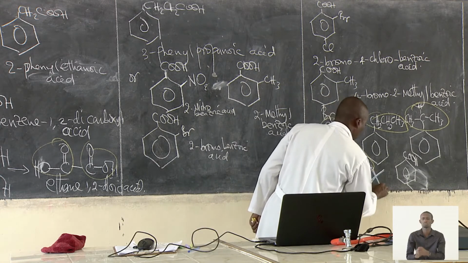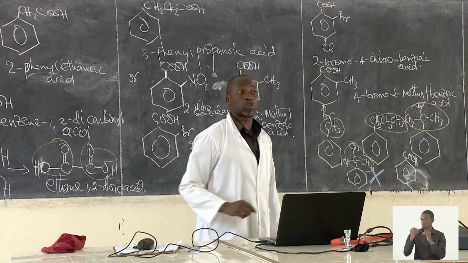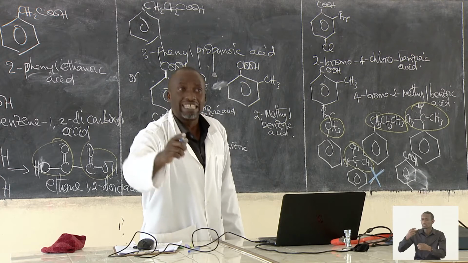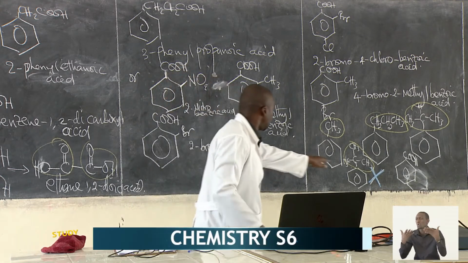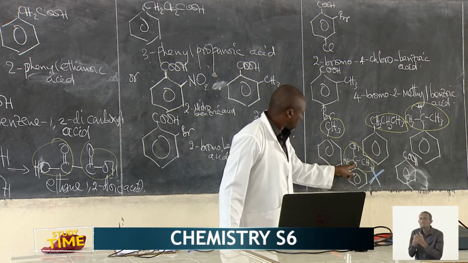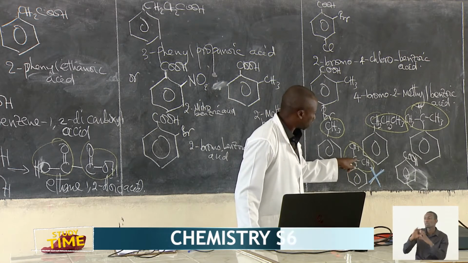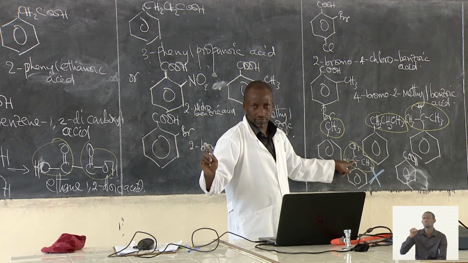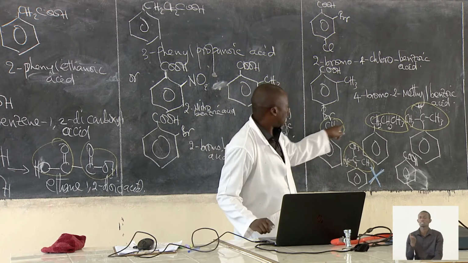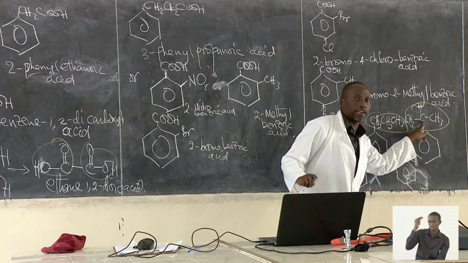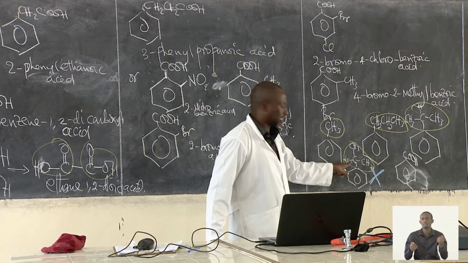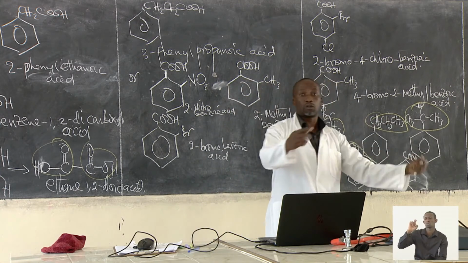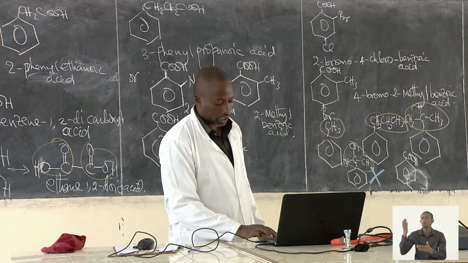Why? When we are talking about oxidation, remember, it is the addition of oxygen or the removal of hydrogen. This carbon here is a tertiary alkyl group, so it doesn't contain a hydrogen. This one contains hydrogen, this one contains hydrogen, but this one doesn't. So this one cannot be oxidized. All these others can be oxidized because they contain a hydrogen atom.